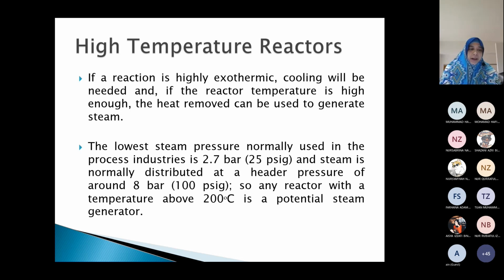The second point here is to show you that the lowest steam pressure normally used in the process industry is about 2.7 bar. The steam is normally distributed at the heater pressure, around 8 bar. So any reactor with a temperature above 200 degrees Celsius is a potential steam generator, because you need to provide heat energy for your system, for your unit operation, or for your reactor.